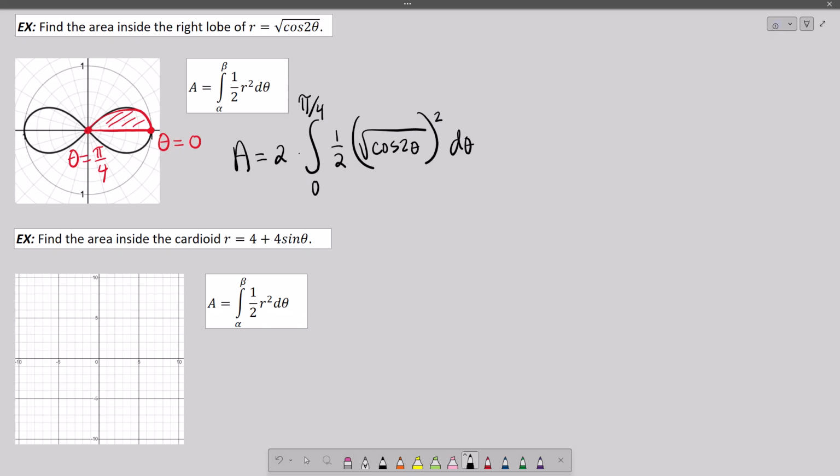The 2 and the 1/2 cancel, so that's nice. And on the inside, the square and the square root cancel. That's nice. So it all boils down to that fairly simple integral. We'll find the area of the right side. The integral of cosine is sine of the same angle. Then we do our reverse chain rule, divide by 2, and then we have our limits of integration: sine 2 theta over 2. If you plug in 0, you get 0.